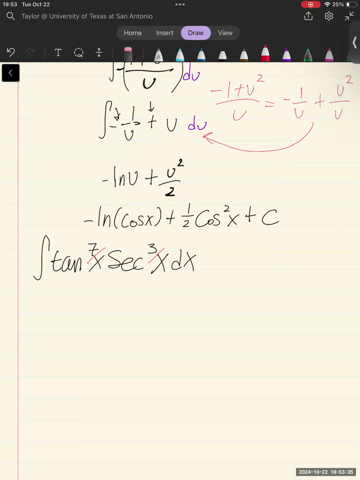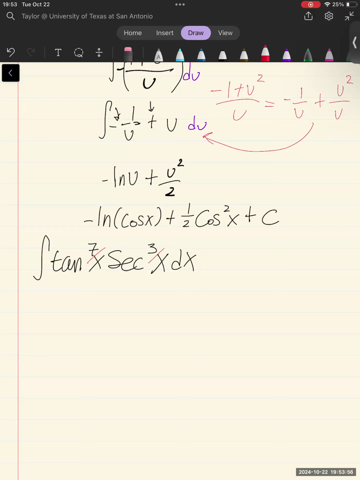So what is the first thing? What expression am I going to break off? Am I going to break off a tangent or am I going to break off a secant? The secant? I think the secant. Tangent. Tangent? Yep. Cool.